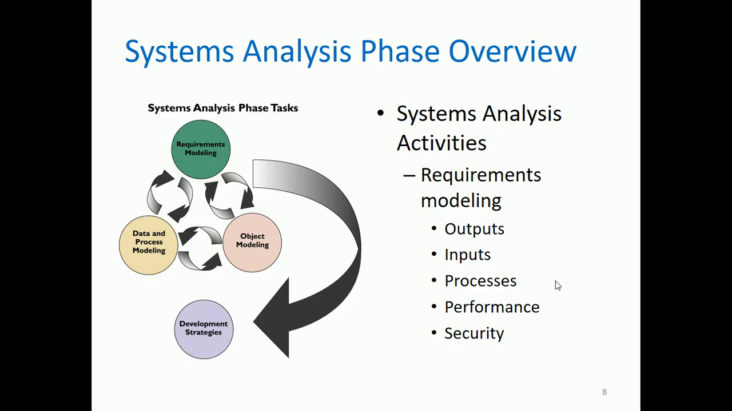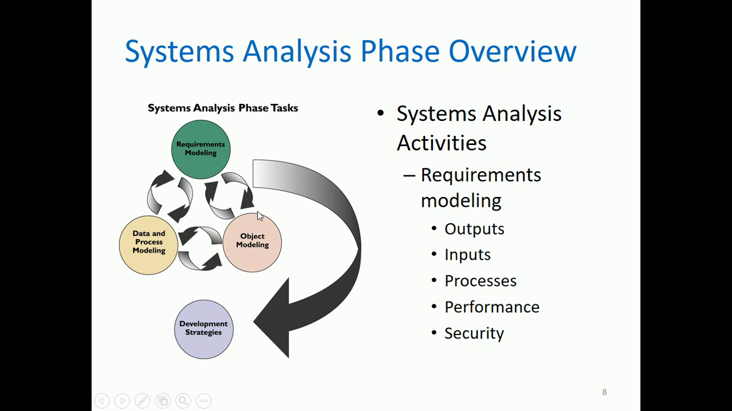So these are the systems analysis activities. First is requirements modeling. For requirements modeling, you have to identify the outputs, inputs, processes, performance, and security. These are the systems analysis phase tasks: requirements modeling, another one is data and process modeling, and then we also have object modeling.